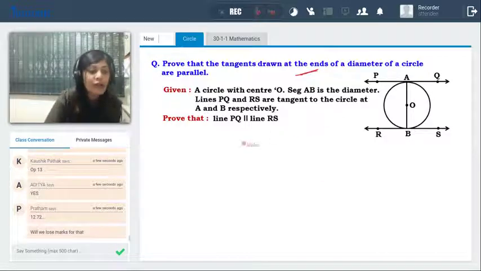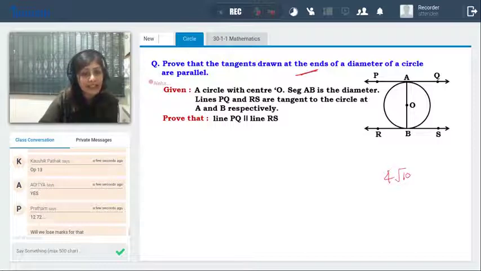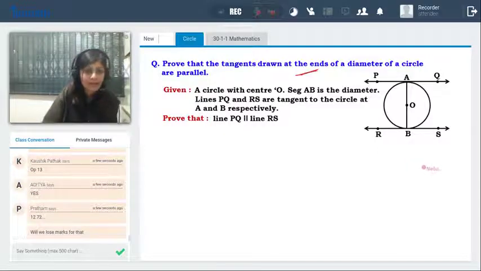Will we lose marks for that? Okay, to do anything extra, you don't lose marks. But if you leave it at 4 root 10 on the previous slide, that's definitely fine. So I request not to waste time on that unless you have a lot of time. Okay, you don't lose marks. All right, so we move to the next sum.